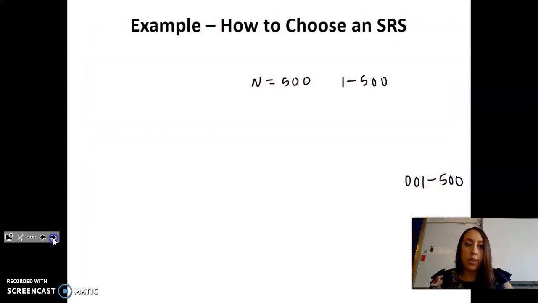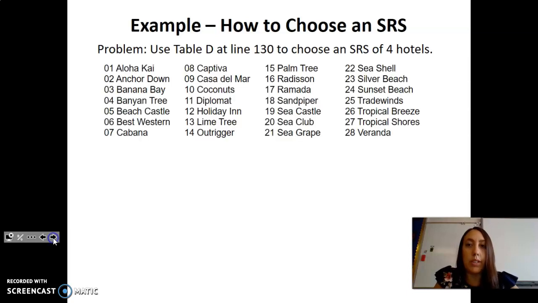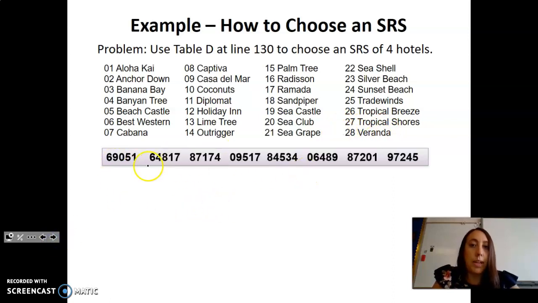Okay, so here's another example. We're going to use table D at line 130 to choose a simple random sample of 4 hotels. So I have my population of hotels, and I've given them all a number from 01 to 28. And again, I have to use 2 digits because my population is 28 hotels, so got to go by 2 digits. I just copied line 130. So this is what line 130 looks like. So we have to read it by 2s.